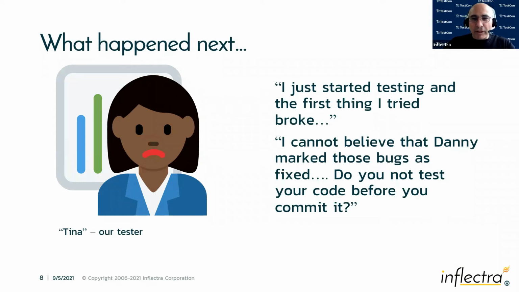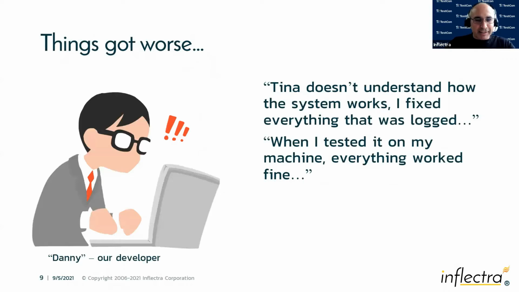So that morning we came in, the build had finished, and Tina, our tester, was just doing some initial testing. And suddenly she said, well, I just tried the first thing and it broke. And yet Danny, the developer, had marked some bugs as fixed in Git and in our issue tracking system. And she was upset: why don't you test anything before you commit it? Typical of you developers, you never test anything, you just commit it and walk away and leave us testers to deal with it.